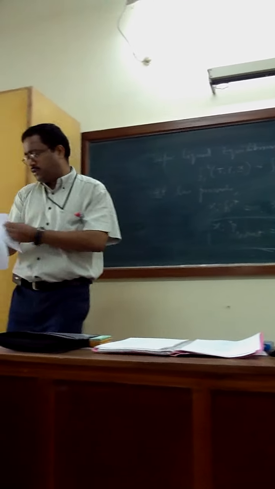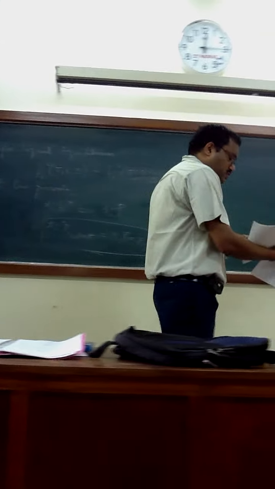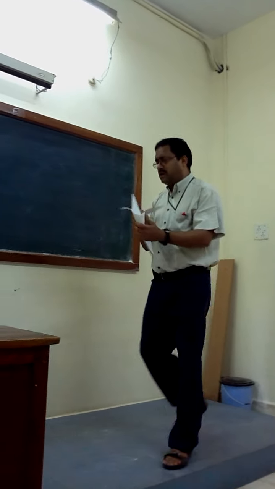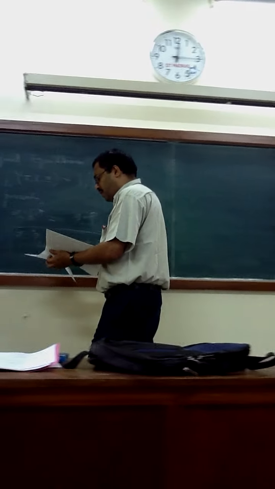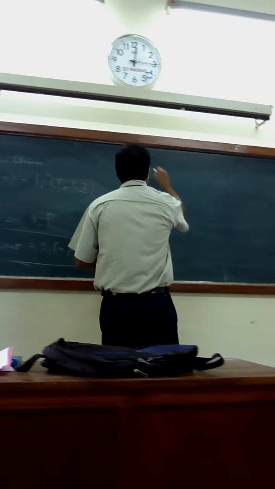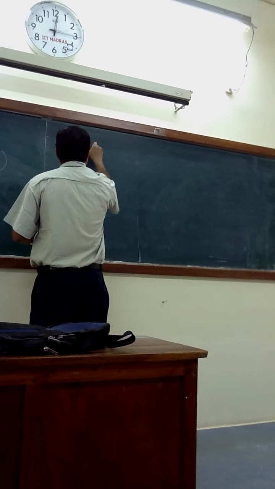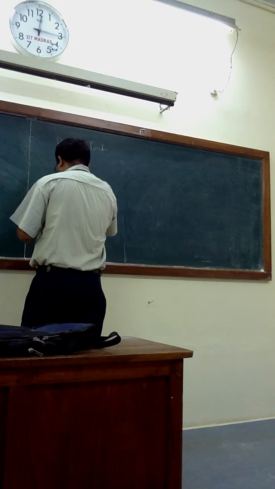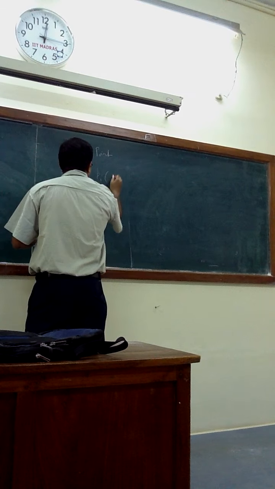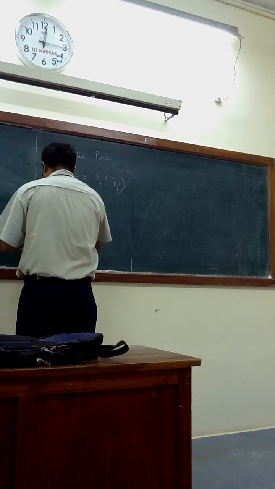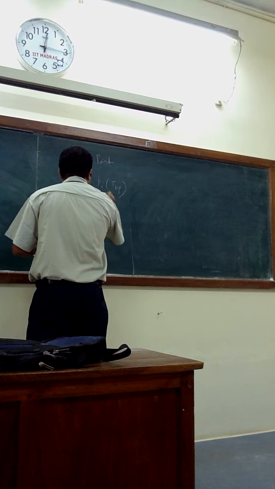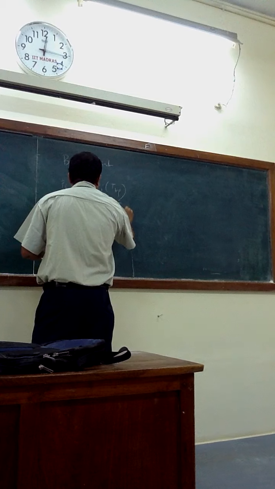Those types of things were discussed, and we discussed how to draw the Txy diagram. Last class we also discussed how to calculate the bubble point and dew point. For the bubble point, the calculation is P equals the summation of x_i P_i sat at the bubble point temperature.